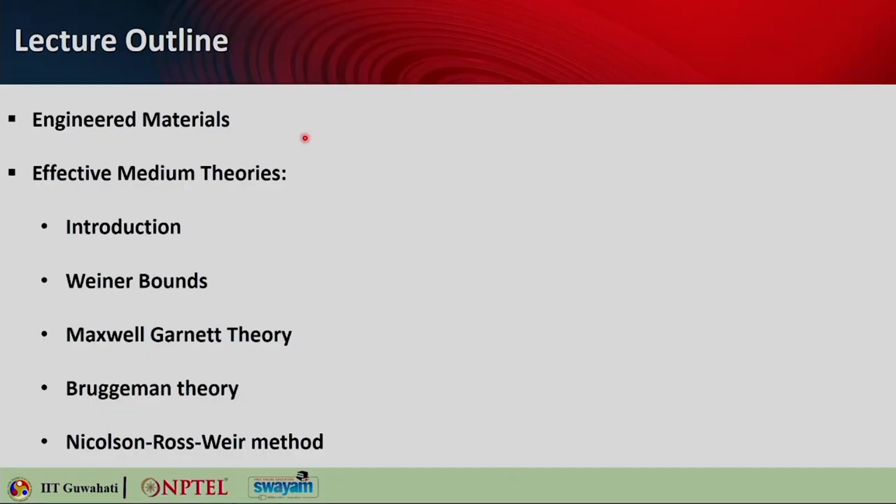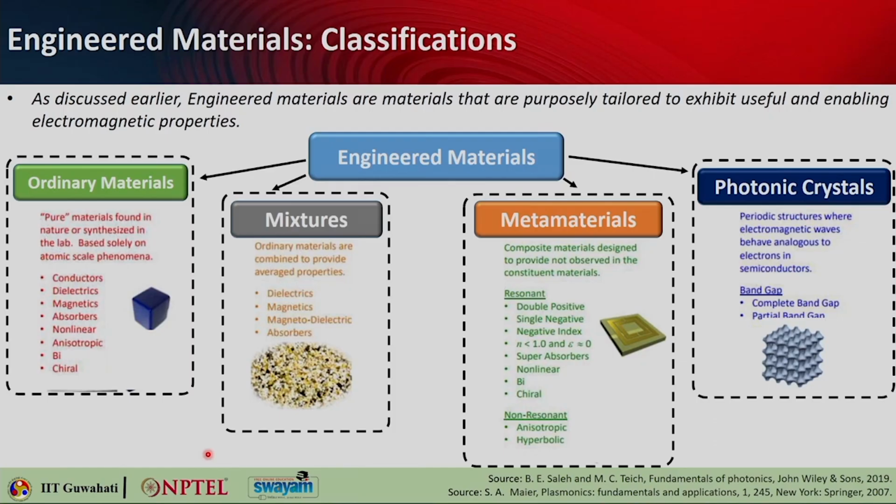So today we will quickly look into different classifications of engineered materials, and here we will particularly focus on the mixtures and how we characterize those mixtures in terms of their effective permittivity, and we will look into these effective medium theories. We will introduce this concept, then we talk about Wiener bounds, we will discuss Maxwell-Garnett theory, Bruggeman's theory, and also the Nicolson-Ross-Weir or NRW method.